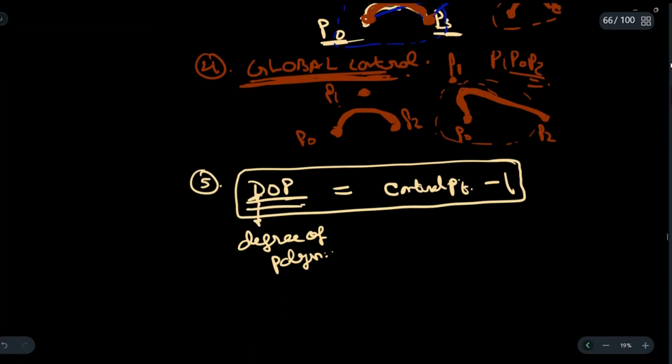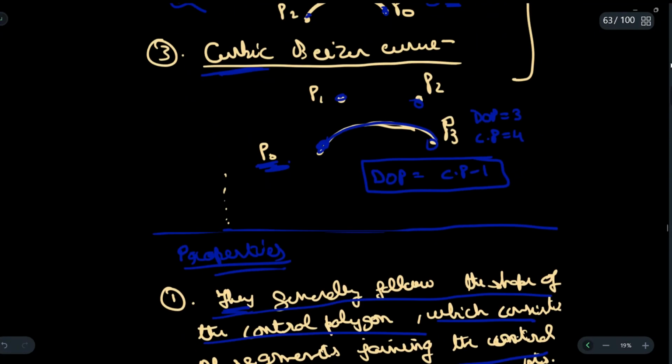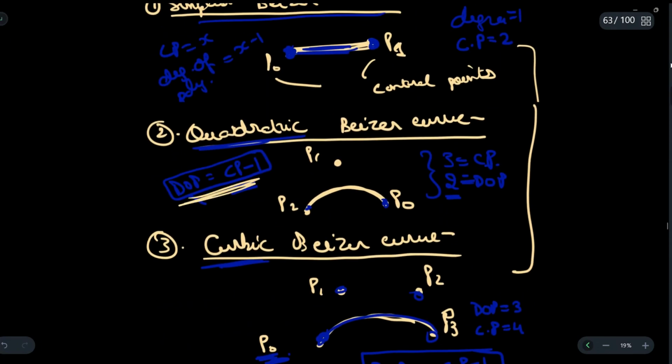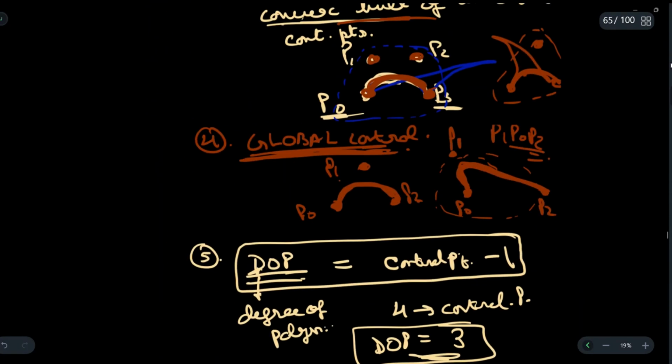Suppose we have 4 control points, then the degree of the polynomial will be 1 less than that. That is, the degree of the polynomial will be 3, which means we will have a cubic Bezier curve that we have already discussed. We saw over here that the degree of a polynomial will be 1 less than the number of control points, as is evident from these two points: there are 3 points, whereas the Bezier curve is quadratic, which is degree 2. So these are the 5 important properties of Bezier curve that you should know.